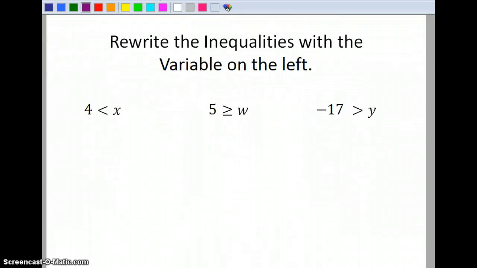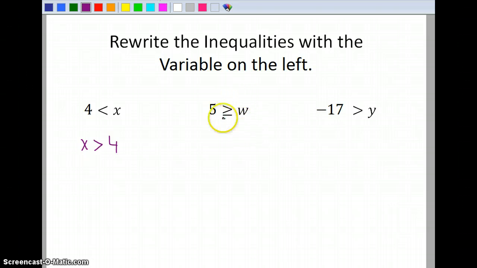Now another thing that we're going to need to do is we're going to need to rewrite the inequalities sometimes, because it just works a lot easier if the variable is on the left. So now I have 4 is less than x. It's going to be a lot easier for me to think about when I'm graphing if I put the variable on the other side. So I'm just going to rewrite it. I'm going to write it backwards from what I have. So I've got x. Now if I read the opposite way, I've got the big end toward the x. I'm just going to keep it there. So x is greater than 4.